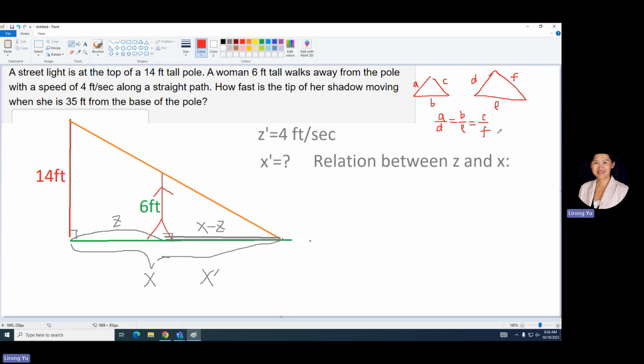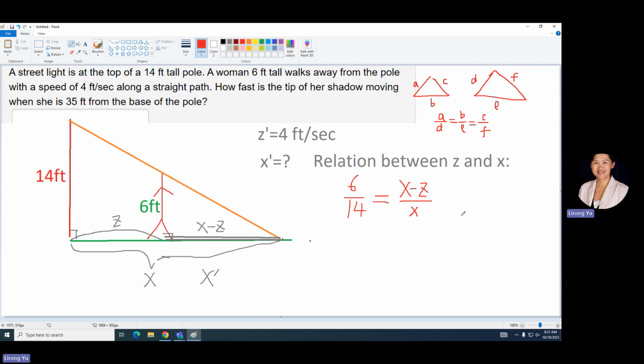Now we have the same thing here. The small triangle has a height of 6. The big triangle has a height of 14. So we'll have 6 over 14. It is equal to the ratio between the bases. For the smaller triangle, the base is x minus z. For the big triangle, the base is x. And that is a relation between base and height.